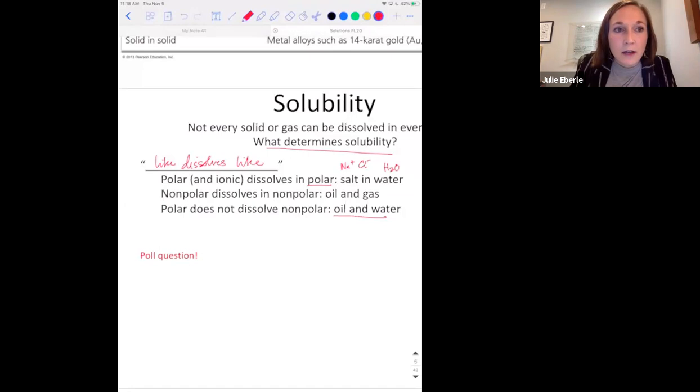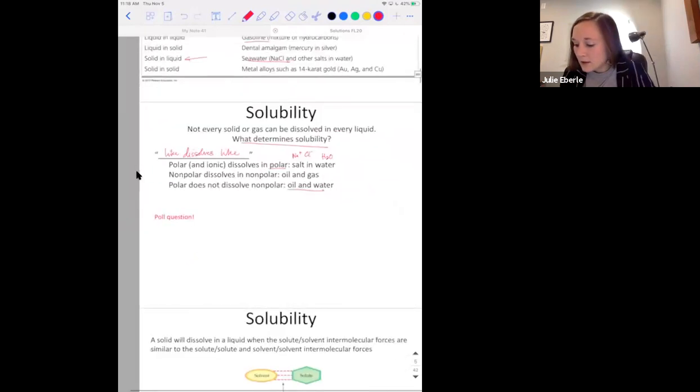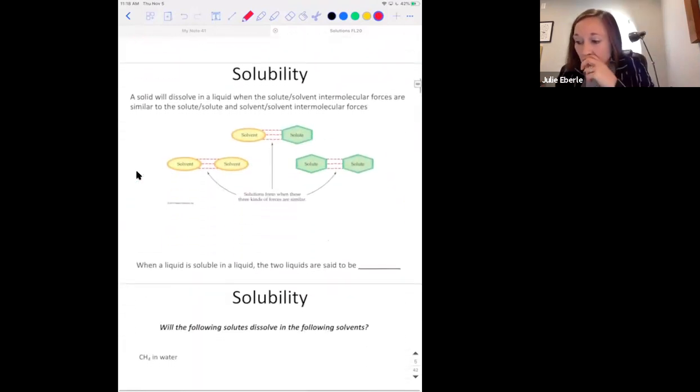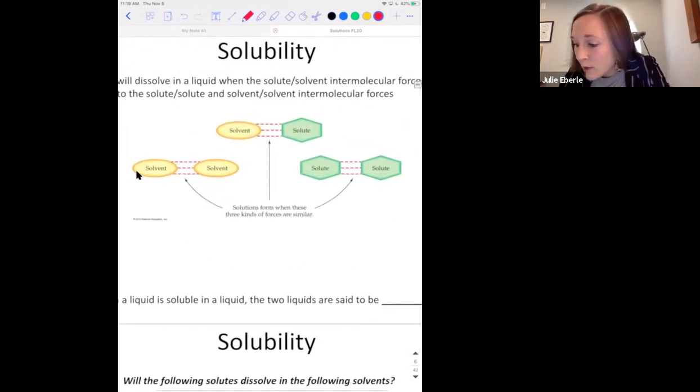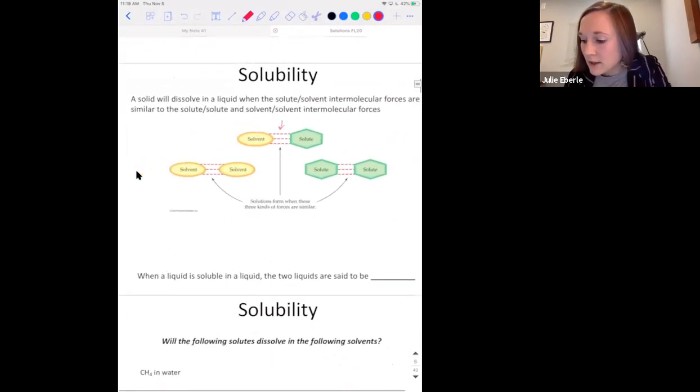So, okay, good. Let's go on to the next thing. The basis of like dissolves like, this figure is from your textbook, but I think it's a really great picture to understand why polar things and ionic things dissolve in polar solvents, and vice versa, nonpolar and nonpolar. It has to do with the type of, again, intermolecular forces at play. And the intermolecular forces here are represented by these dotted lines. So let's read this statement.